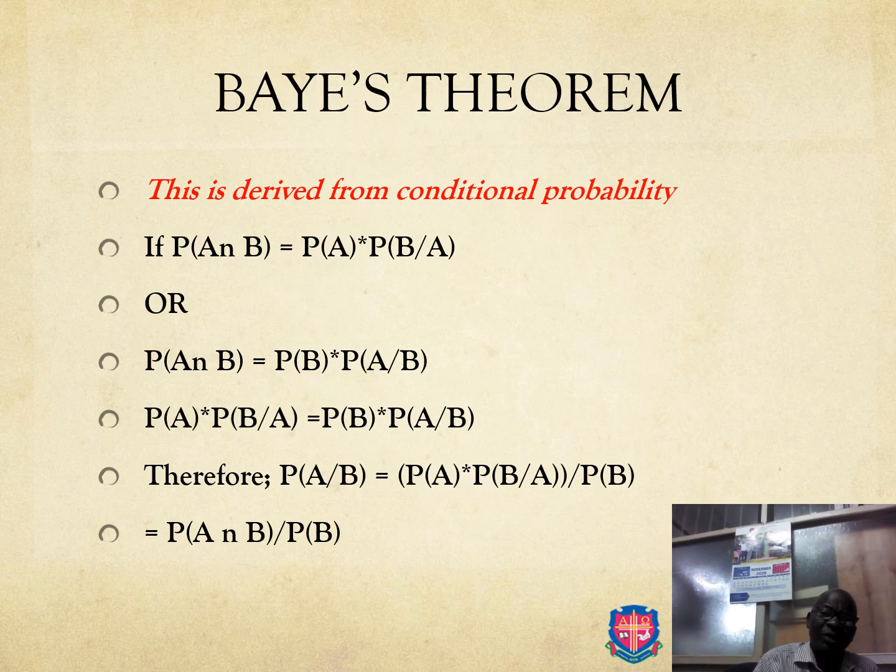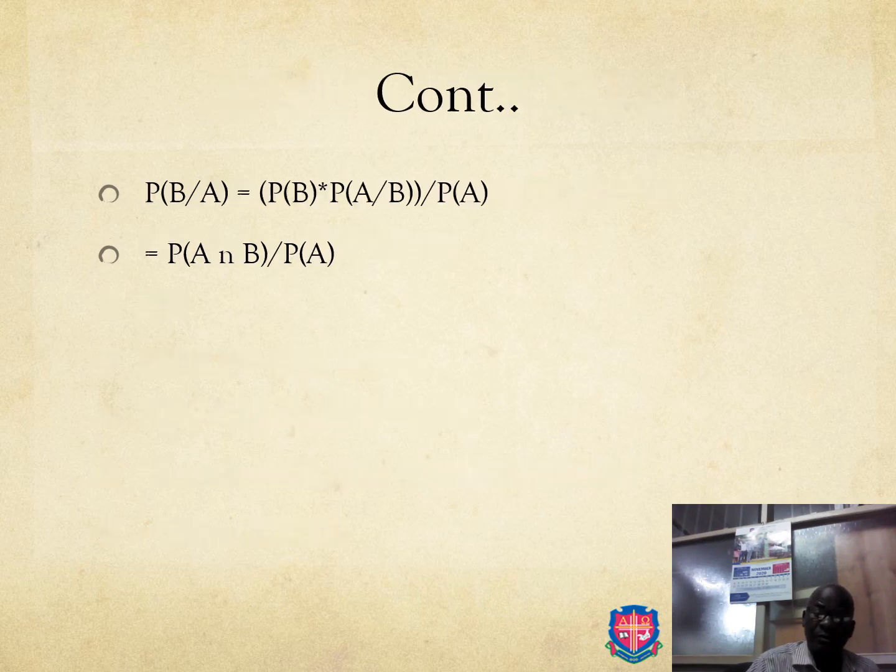For example, if you want to find probability of A given B, you get the intersection, which is probability of A times probability of B given A, over probability of B, which is the same as probability of A intersection B divided by probability of B. Likewise, if you want to find the probability of B given A, you get the probability of B times probability of A given B, and divide the whole of that by probability of A, which is the probability of the intersection divided by probability of A.